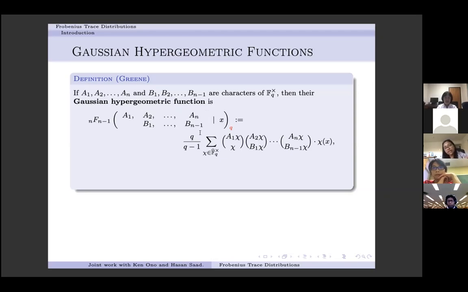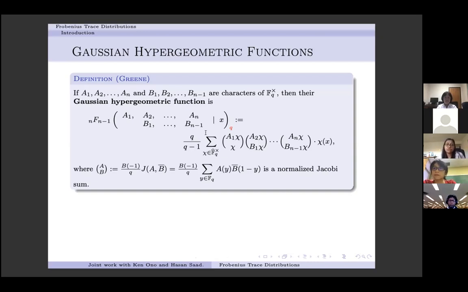And he defined this function as this character sum, where the sum runs over all the multiplicative characters of the finite field F_q, and where these symbols look like a binomial and are known as the binomial, which is defined as normalized Jacobi sums. Here we use this notation q. So when we talk about finite field hypergeometric functions, we always use the suffix q here. Green also developed some properties of these hypergeometric functions which are analogous to classical hypergeometric functions. That's why this function is known as the finite field analog of hypergeometric functions.